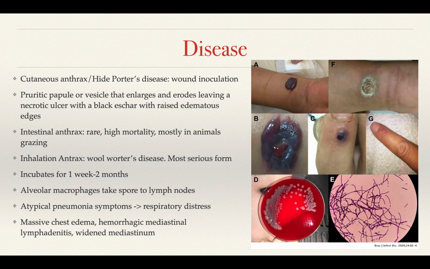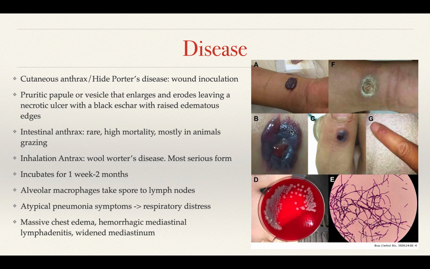Inhalation is more common in humans, besides the cutaneous anthrax. It's also known as wool sorter's disease, and this is the most serious form. It can incubate from 1 week to 2 months, and the alveolar macrophages are going to consume it, and the spore lives inside of it in a dormant phase, and then that spreads to the lymph nodes. And then it can cause the atypical pneumonia symptoms, and that degrades into respiratory distress.